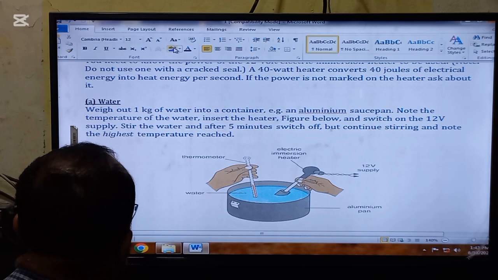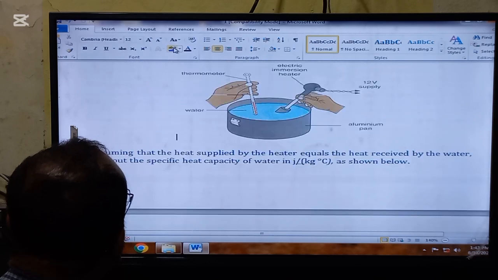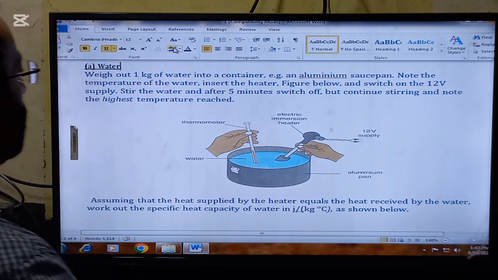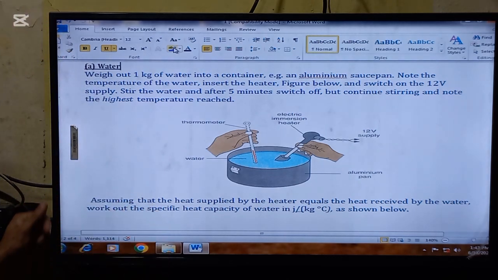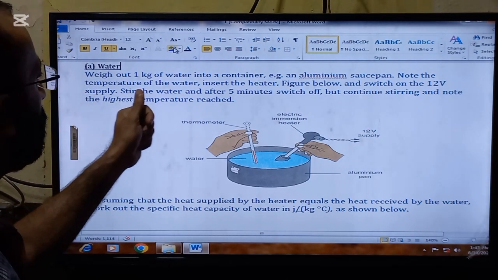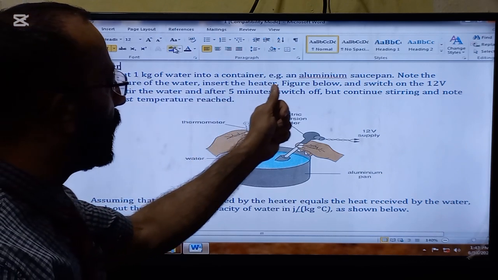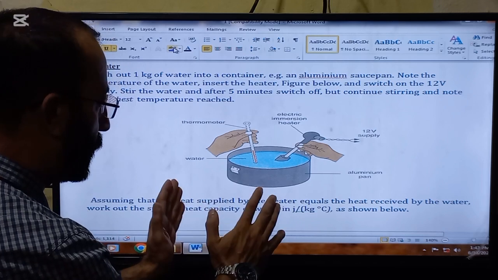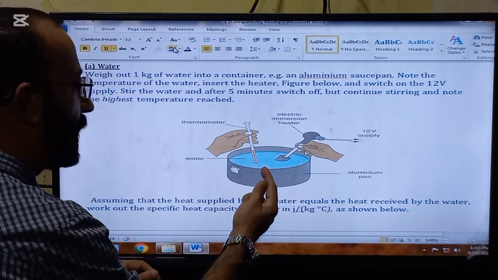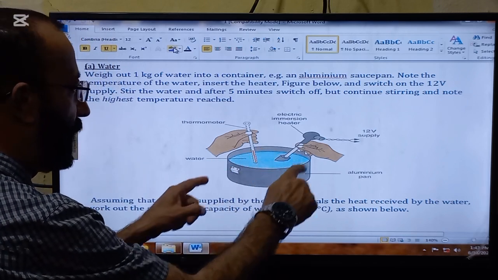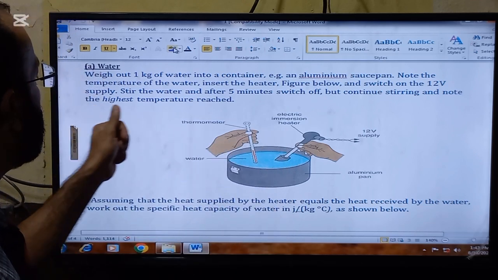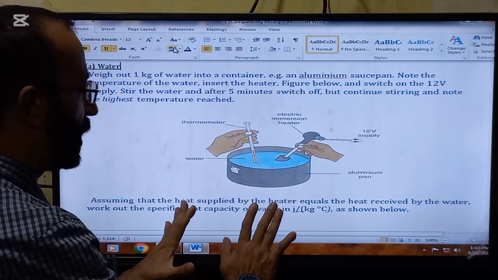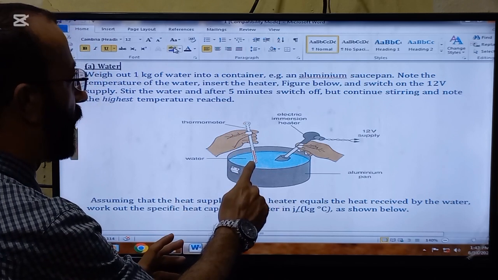So now we are going to read the water. So concentrate now. The heat capacity of the water. Weigh out 1 kg of the water into a container, for example, an aluminium saucepan. So this is the setup. We will weigh 1 kg of the water and put it into the aluminium pan. Note the temperature of the water, insert the heater. So we will note the initial temperature of the water with the help of the thermometer like this.